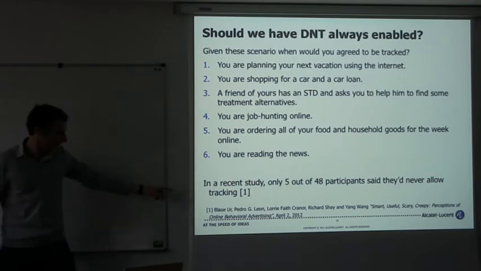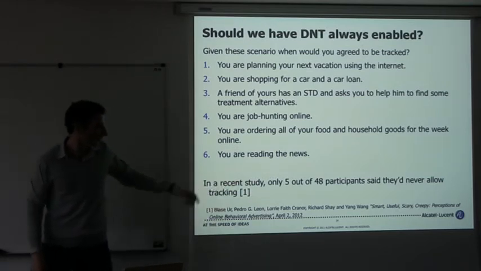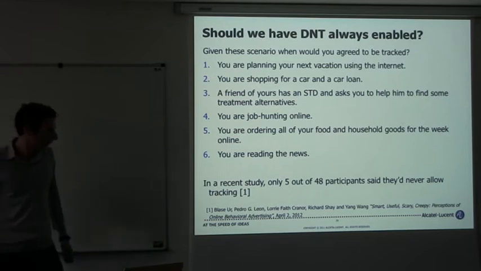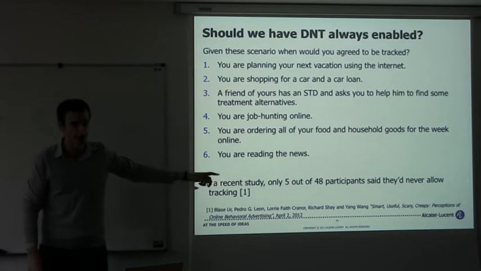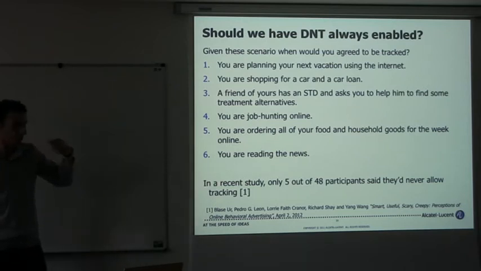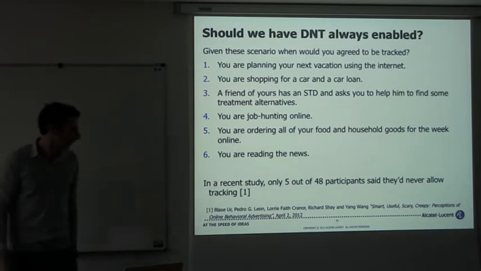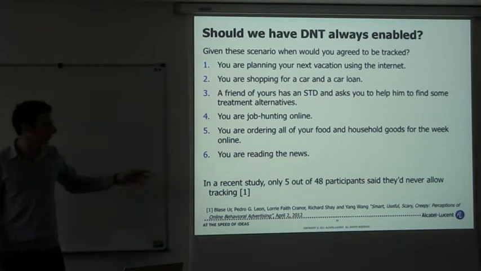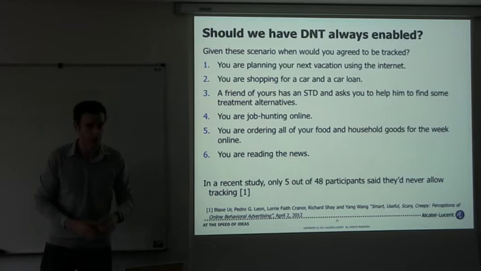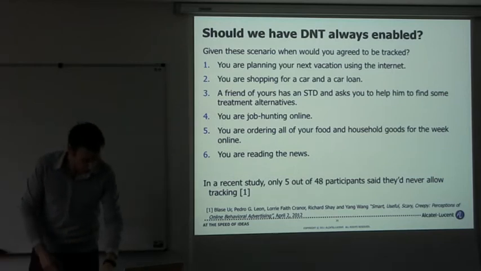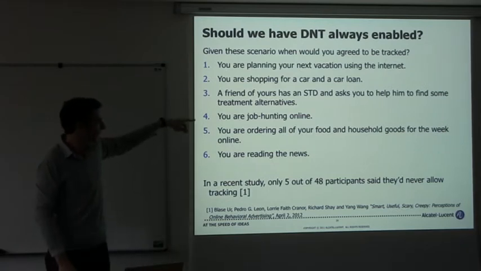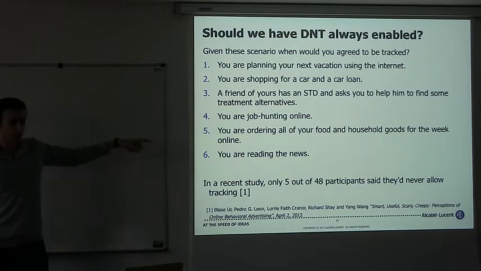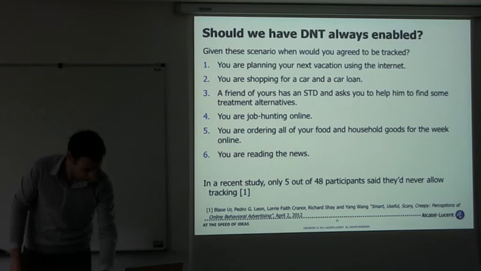In the panels that they show, only 5 out of 48 never wanted to be tracked, and no one wanted to be tracked on all of them. They also show that users don't actually care about who's tracking them, but what matters to them is when they're tracked. So the idea is to be able to say, okay, when I load a web page, in which type of scenario am I, and should I then enable do not track or not?